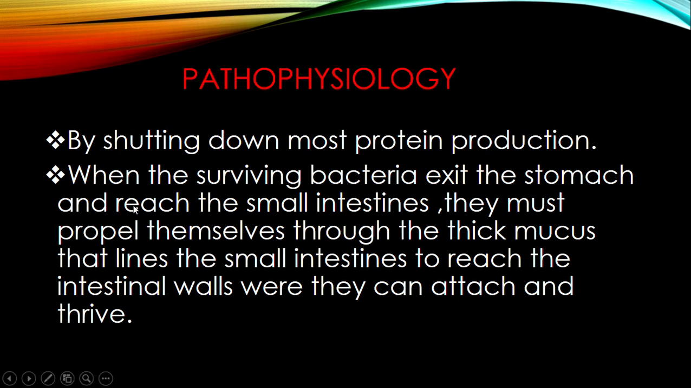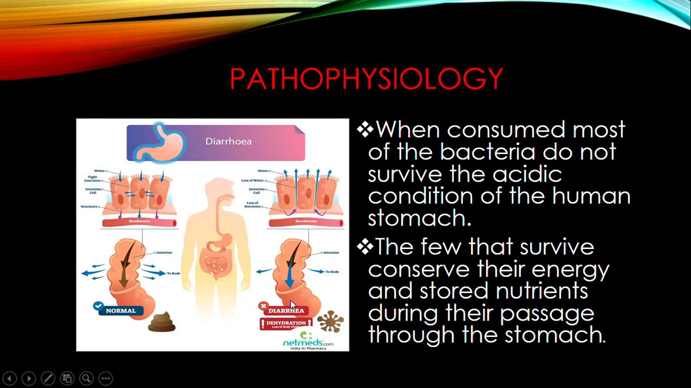So when the surviving bacteria exit the stomach and reach the small intestines, they start to propel themselves through the thick mucus that lines the small intestines to reach the intestinal wall where they are attached and thrive. So what we are saying is that from the stomach, they move and come to the small intestines. Now, as we know, the walls of the intestines are very thick.